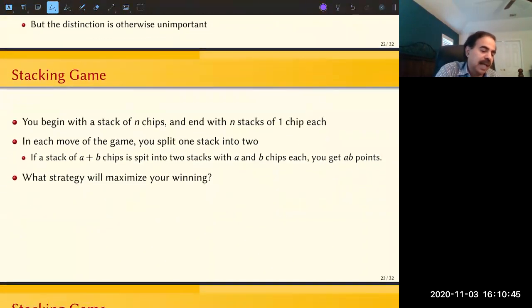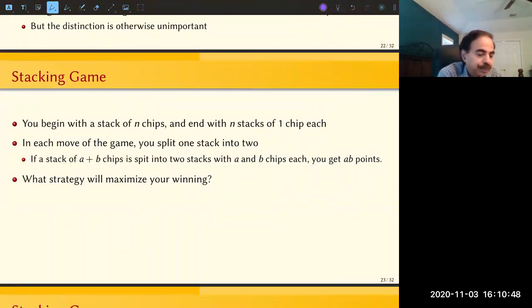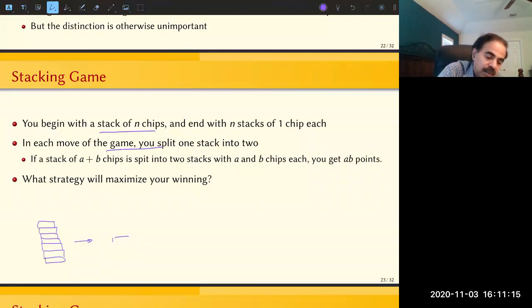So let's take another example. There's a stacking game. You begin with a stack of n chips, let's say 7 chips. Then each move of the game, you split one stack into 2. Let's say you split into 1, 2, 3, 4, and 1, 2, 3.